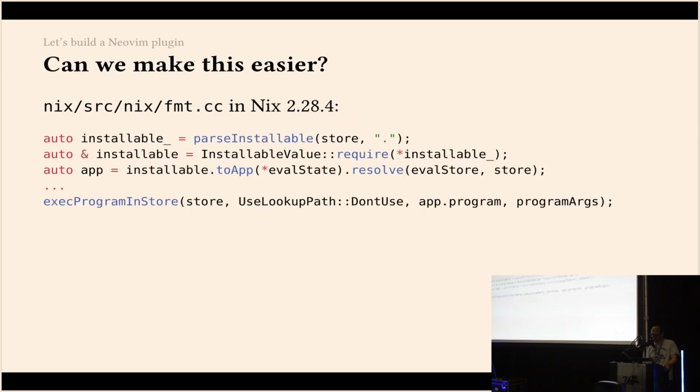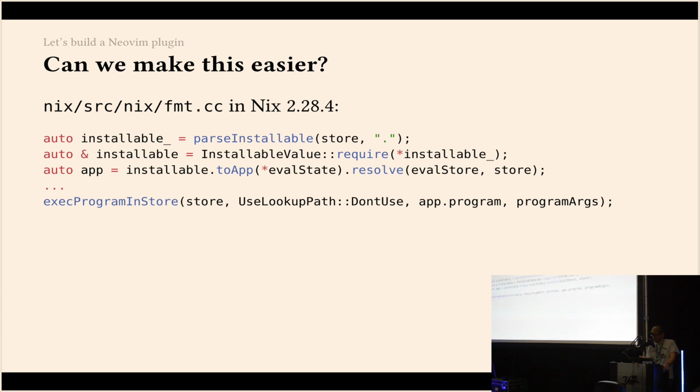So then I wondered, can I make this easier to do? This is the implementation of nix fmt in CPP Nix, the thing we call Nix lang. I wanted to show this to people because I'm not a C++ guy, but I found this code not that intimidating, which was a wonderful surprise. I was really afraid to look at this stuff.